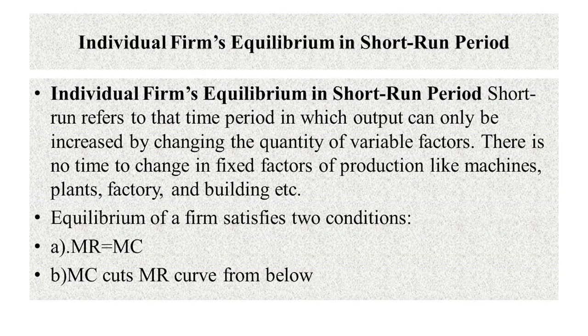Short run refers to that time period in which output can only be increased by changing the quantity of variable factors. There is no time to change the fixed factors of production, such as machines, plants, factories, and buildings. Equilibrium of a firm satisfies two conditions here. First is MR equals MC, marginal revenue equals marginal cost, and the next is that the marginal cost curve cuts the marginal revenue curve from below.